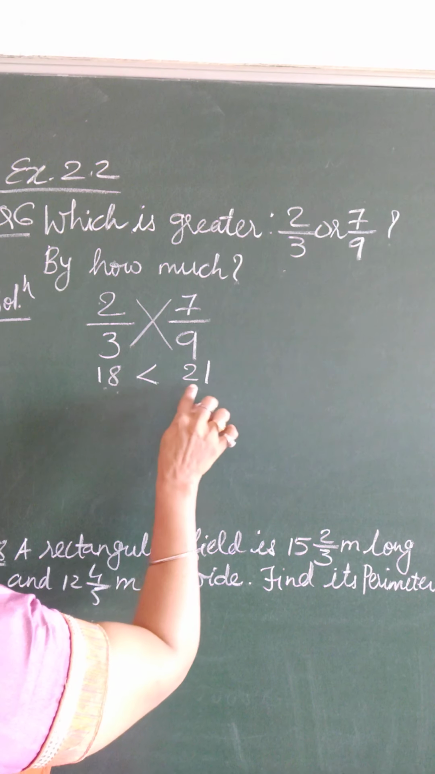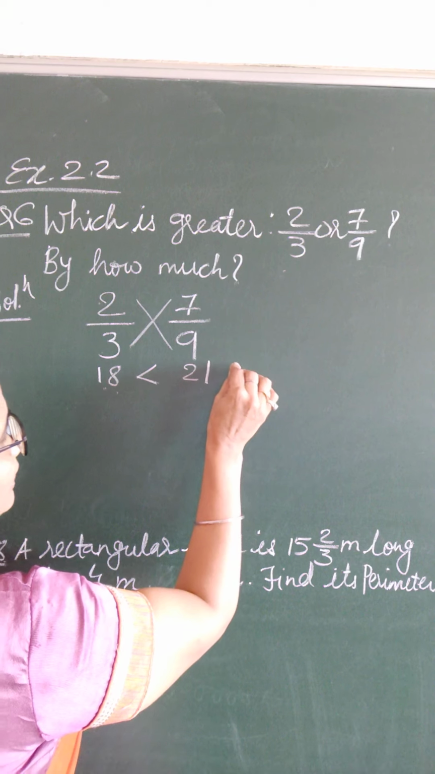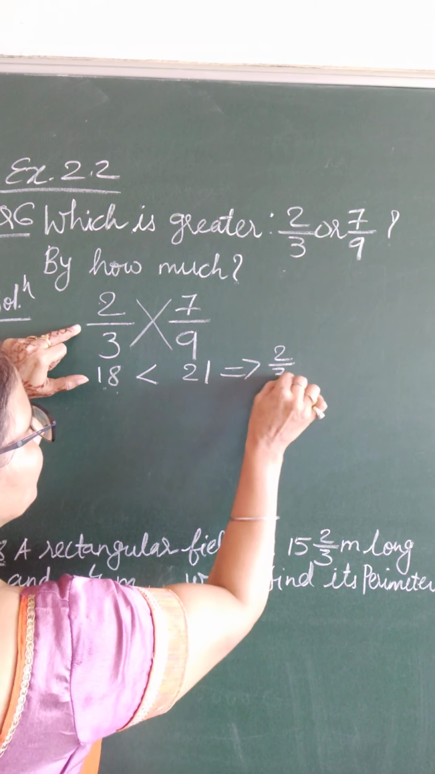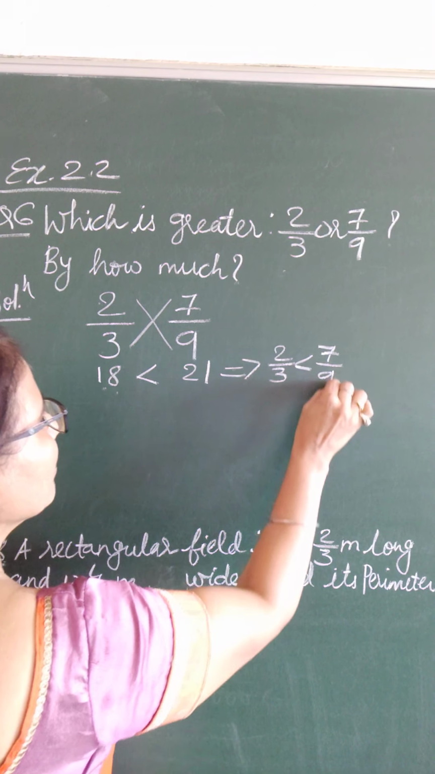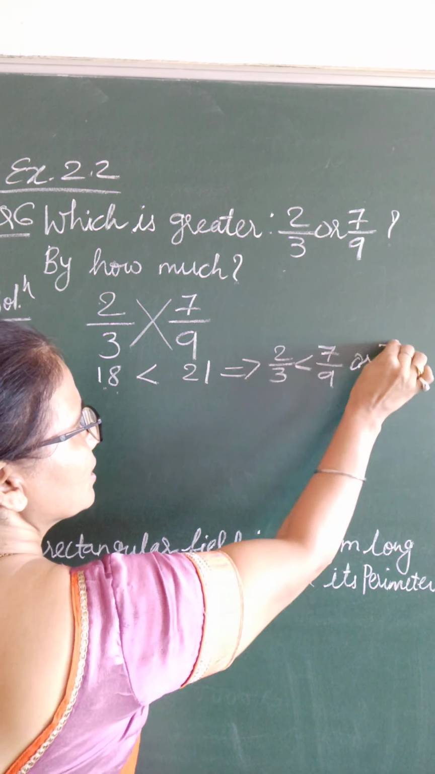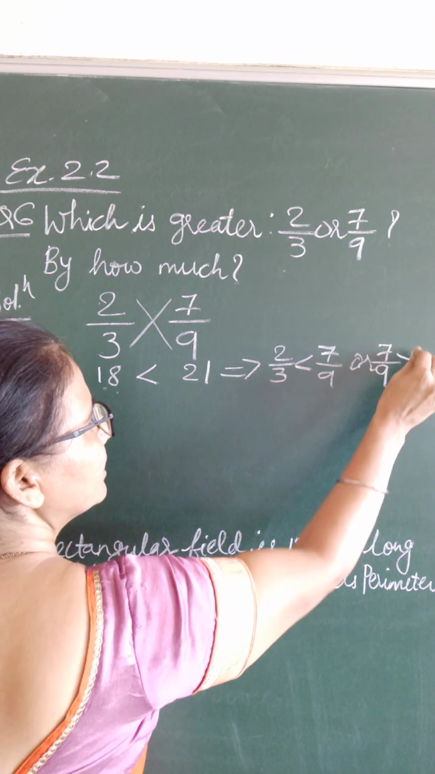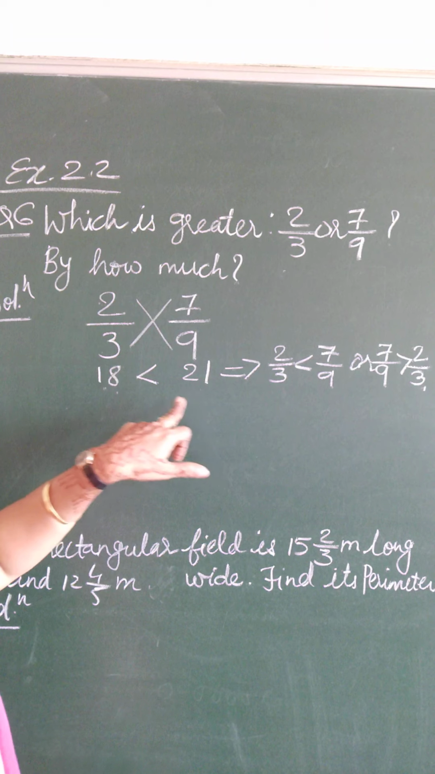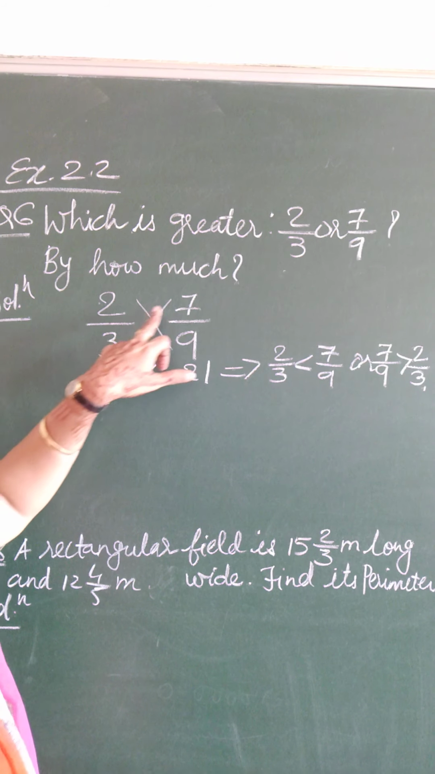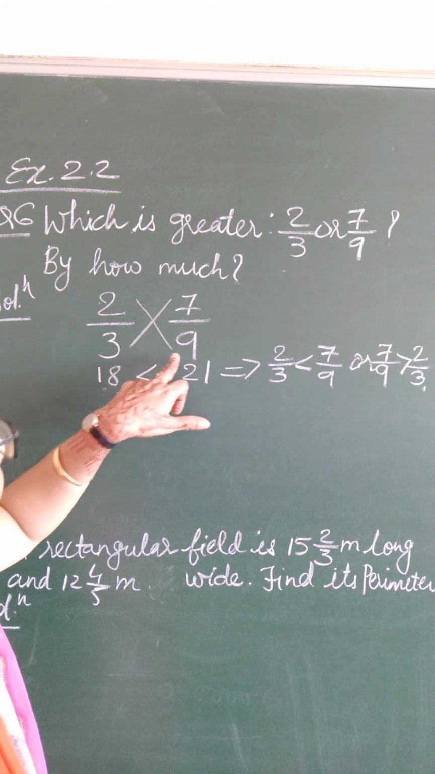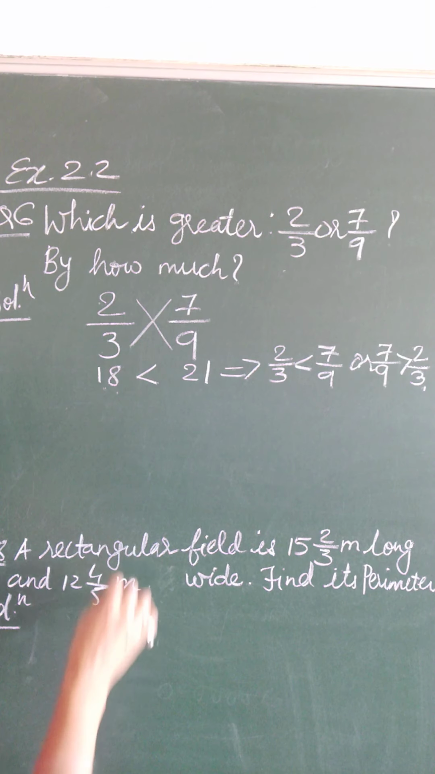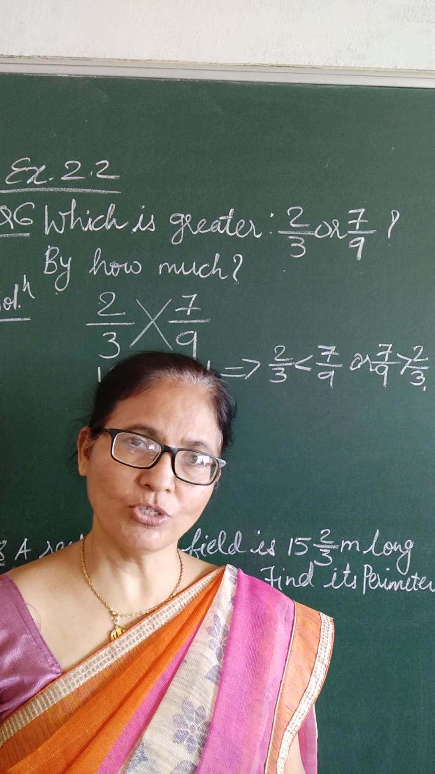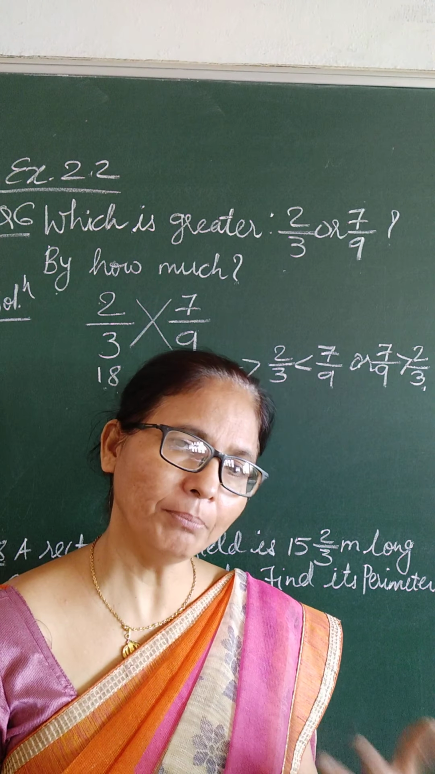Now since 18 is less than 21, what does it imply? That this 2 by 3 is less than 7 by 9. Or you can say 7 by 9 is greater than 2 by 3, as you have to find which is greater. Now it is asked by how much. So to find how much, what do we have to do? We have to subtract the smaller fraction from the bigger fraction.